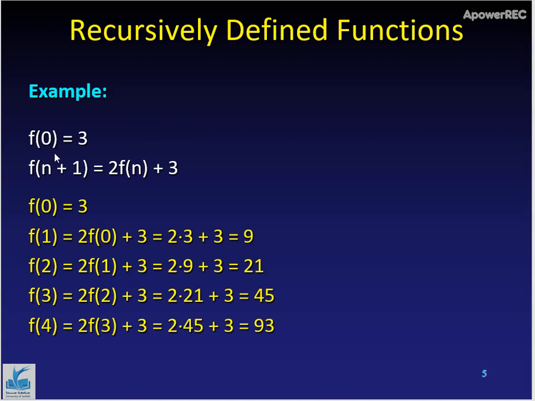You can also start from 1. It depends upon the domain of the function, but it has to be integers for recursion to make sense, usually. So we define the value of the function at n equals 0 to be equal to 3. And the next value of the function is then defined in terms of the present value times 2 plus 3.